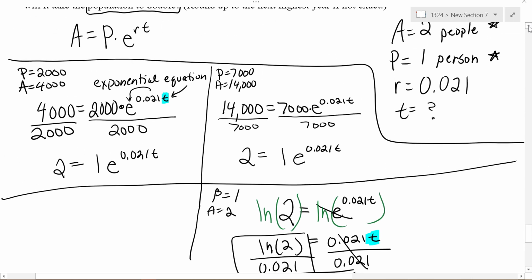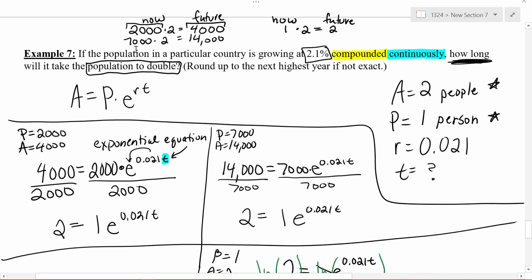So what that means for our original problem, we were trying to figure out how long it would take the population in this country to double. And so now we know that it would take 33 years for the population to double.